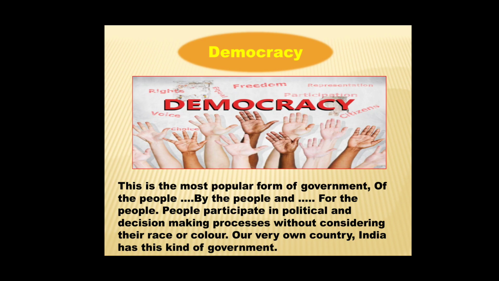They are not given any limitation that, no, you are from a higher caste, you can vote, you are from a lower caste, you cannot vote. So these are not there. People can choose their own government. So India has a democratic form of government where people can choose their own government. So what are the three forms of government? They are monarchy, dictatorship and democracy.